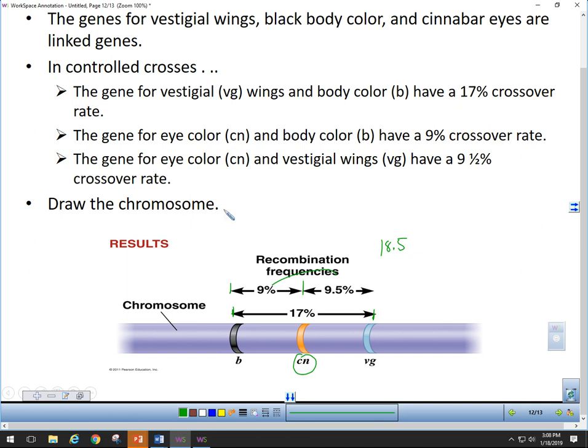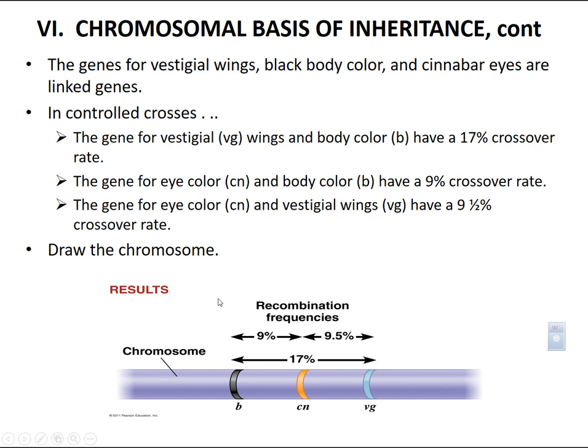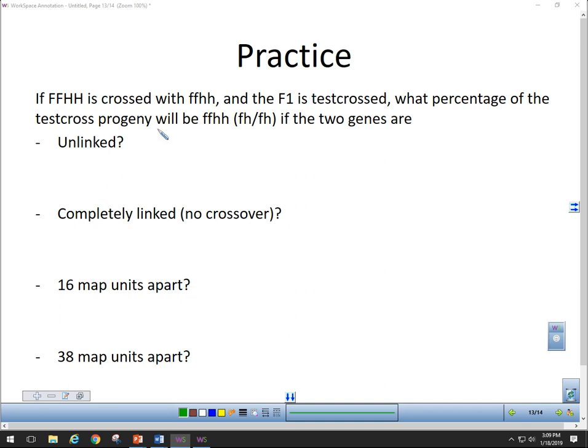All right, so last problem. Here we go. We're going to finish up this lecture, see if you guys can do this. If FFHH is crossed with little f, little f, little h, little h, and then we're going to test cross.